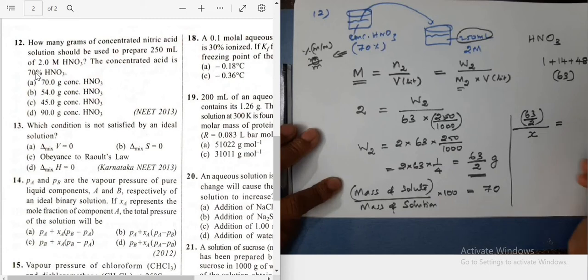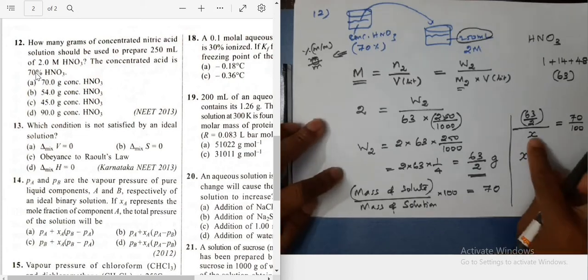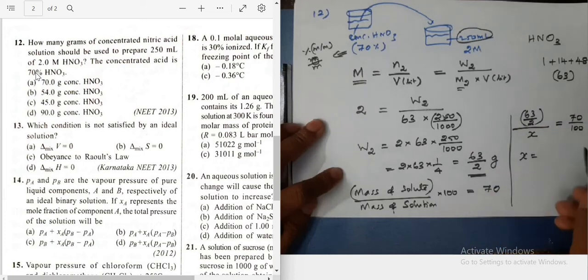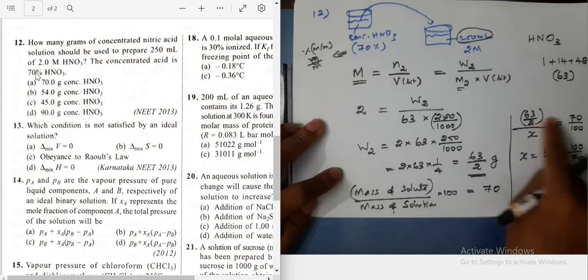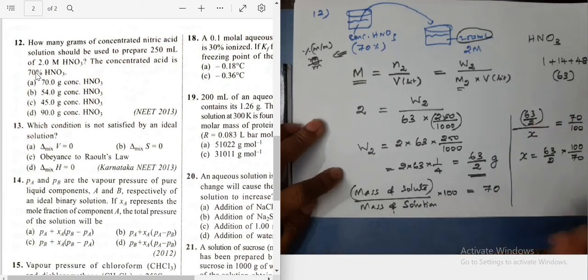equal to 70 by 100. I'll bring x here and 70 to the left hand side. x is equal to 63 by 2 into 100 by 70. I brought this x here and I brought 70 to the left hand side. So this will give me: 0 0 cancel, 7 9s are 63, 7 2s are 14, so 9 into 5 is 45. So x is equal to 45 grams.